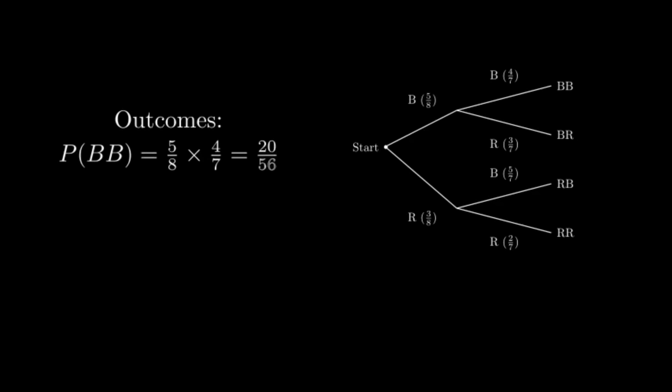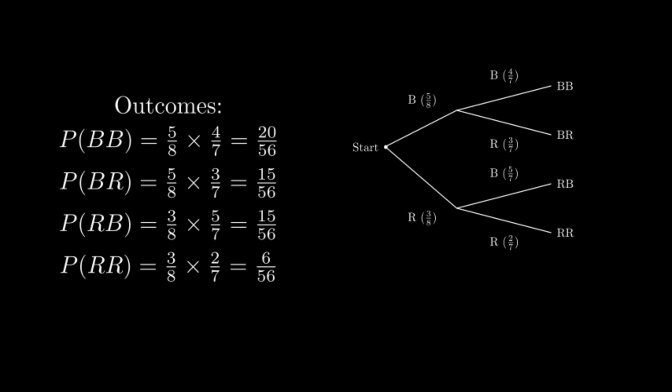Now we can find the probability of each complete outcome by multiplying along the branches. The probability of getting 2 black socks, BB, is 5/8 times 4/7, which is 20/56. Black then red, BR, is 15/56. Red then black, RB, is also 15/56, and 2 reds, RR, is 6/56.